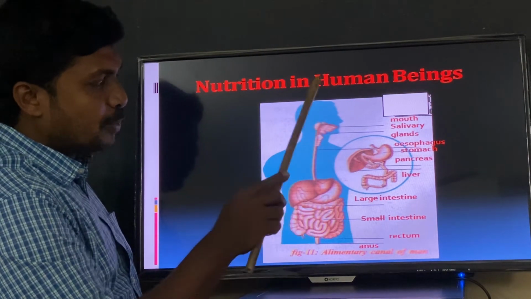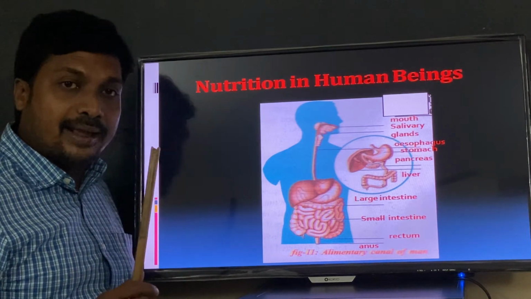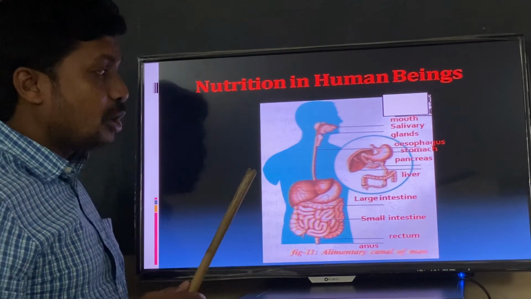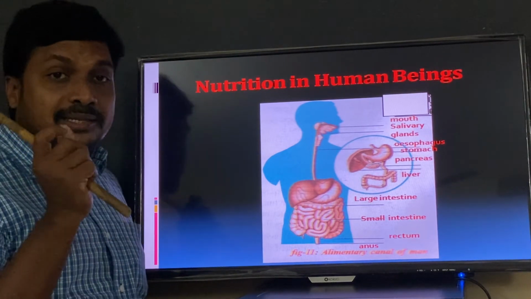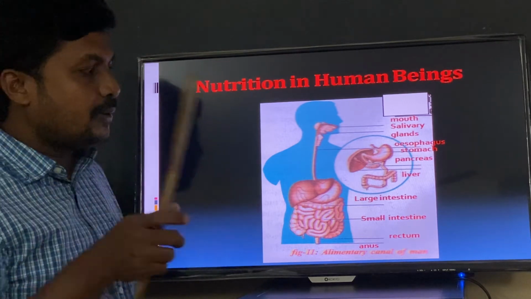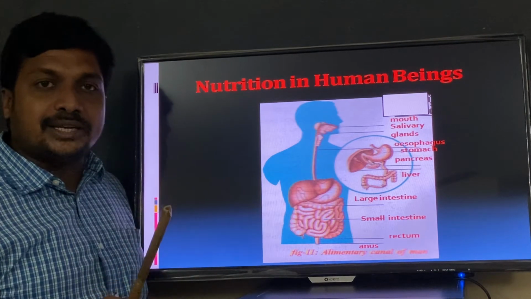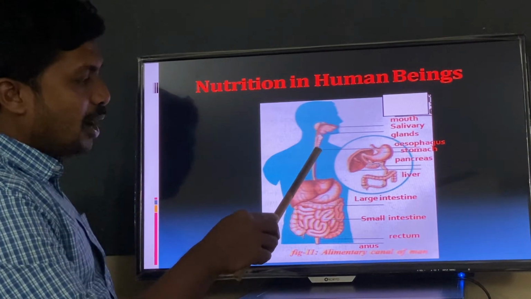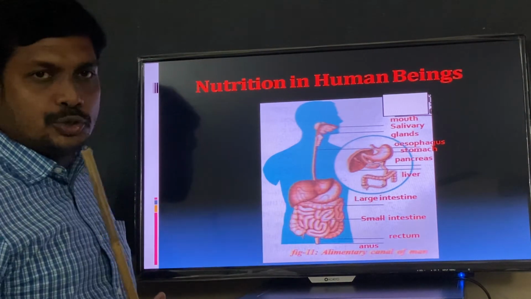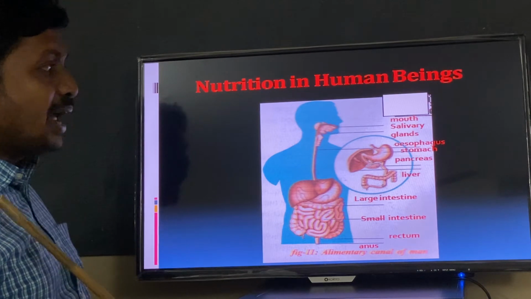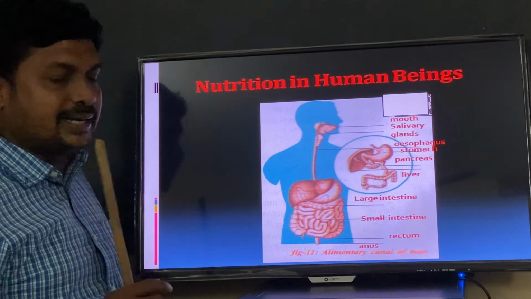This is the stomach. The stomach is a sac-like structure. The walls of the stomach contain glands known as gastric glands, which release a juice known as gastric juice. Now the bolus enters into the stomach. Automatically, the walls of the stomach release gastric juice and HCl, hydrochloric acid.